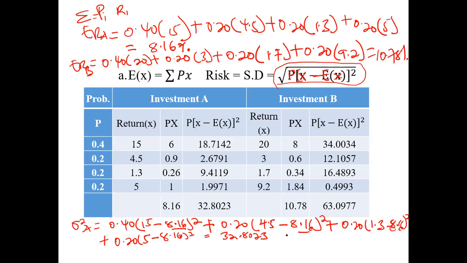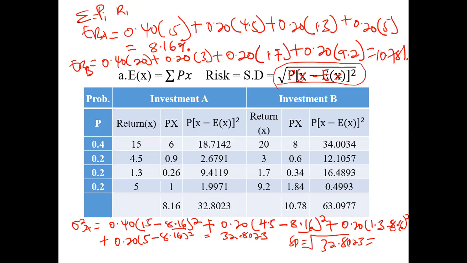Then so this is the variance. Once you want to find standard deviation, you find the square root. So the standard deviation is the square root of 32.8023. Then you get your standard deviation. So let's apply the same idea and solve that for investment B as well.